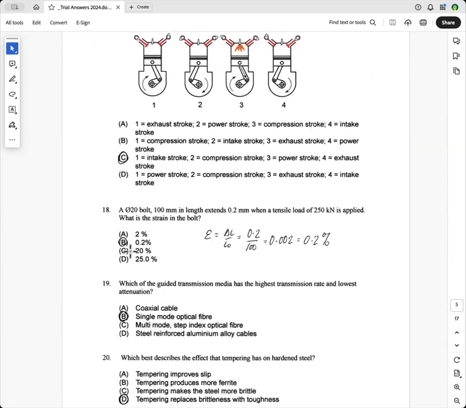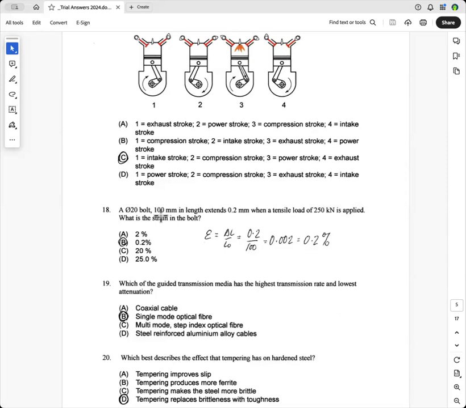Question 18, a phi 20. Make sure you know that phi is diameter. They don't ever write down millimeters because that's the standard. If it's meters, they will write down meters, but I've put millimeters in here because it's caused some problems with students. We're not testing the nomenclature so much as we're testing your knowledge of how to work the question out. So I put millimeters in there.